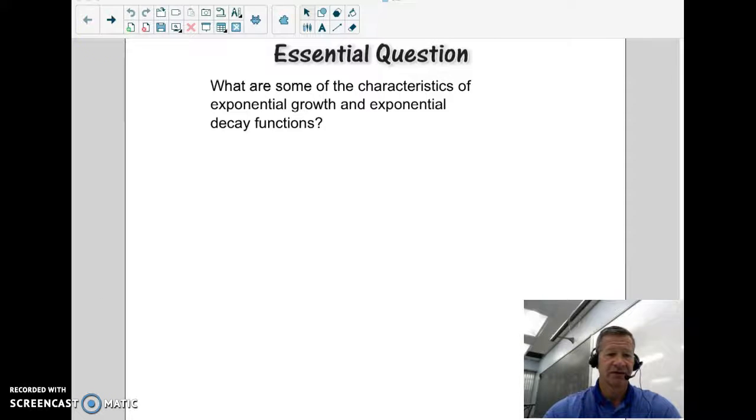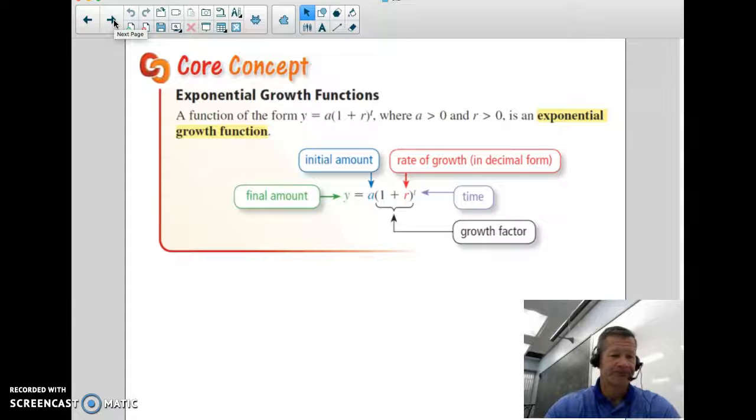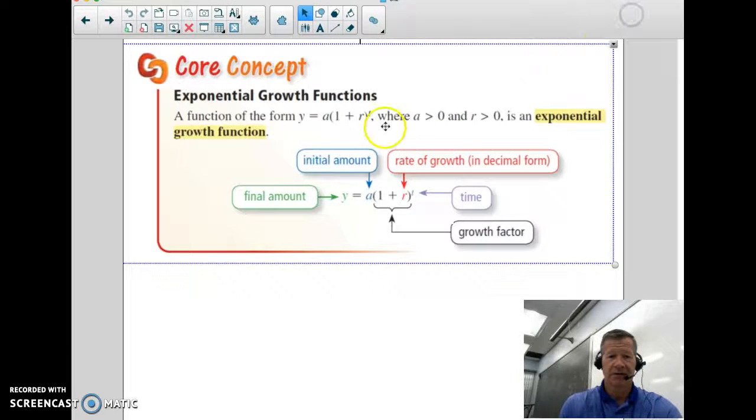So going on to the first page here in your book, first we have exponential growth. An exponential growth function is a function of the form y equals a times the quantity 1 plus r to the t power, where a is greater than 0, so a has to be a positive number, and r is greater than 0, so it has to be a positive value of r. That's an exponential growth function.